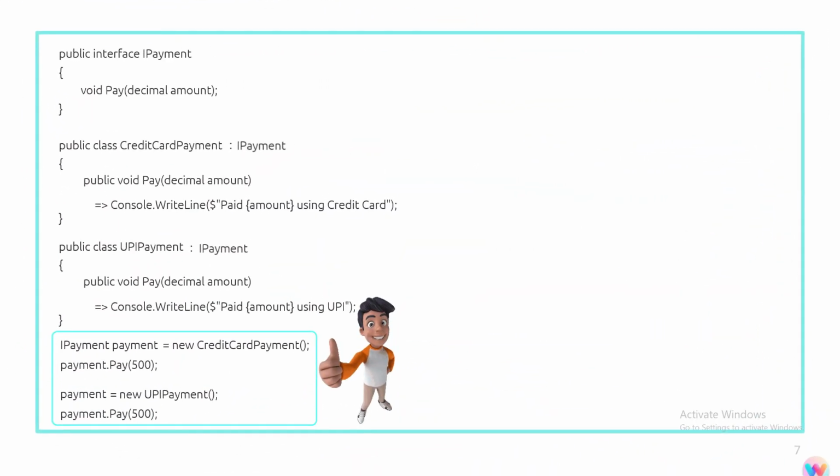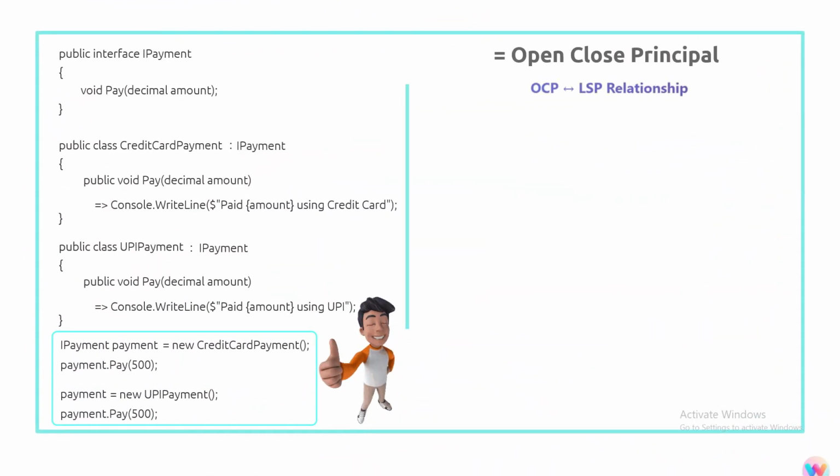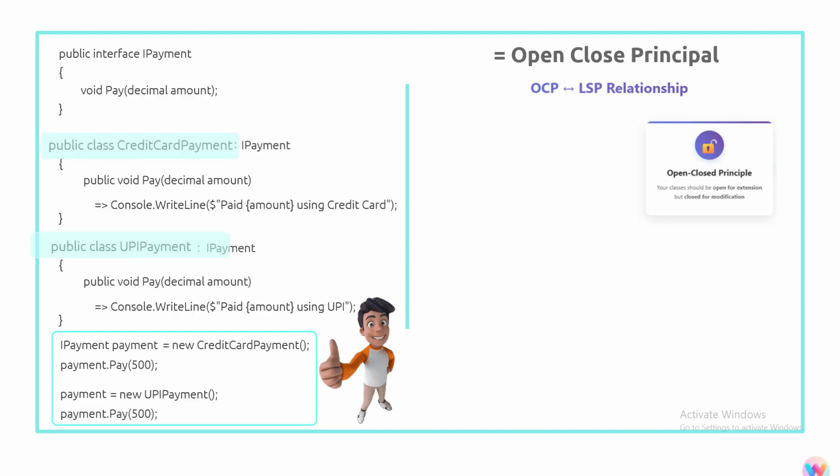Well, OCP and LSP are closely related, but they solve two different problems. OCP says your classes should be open for extension but closed for modification. And yes, here we are adding new payment types, CreditCardPayment, UPIPayment, without modifying the existing code. So we are following OCP.